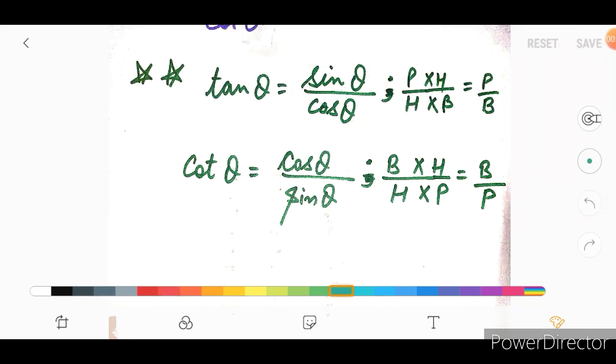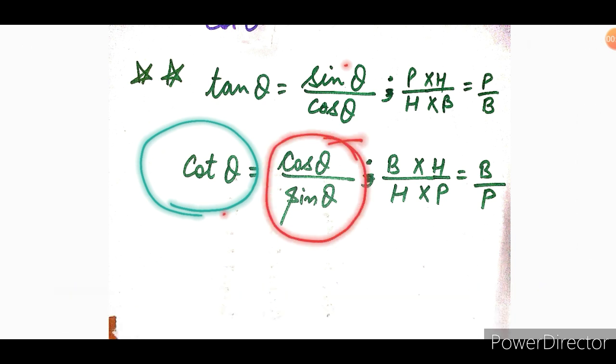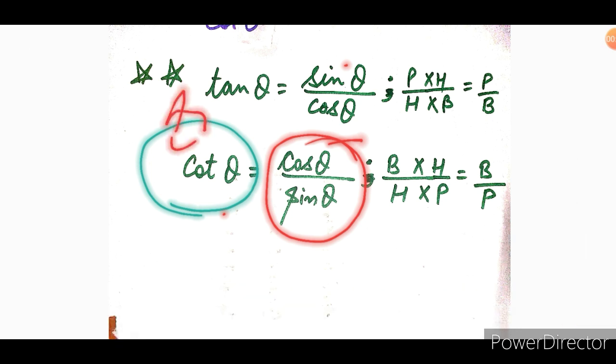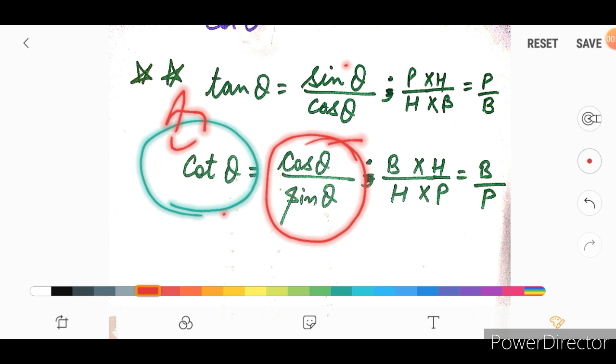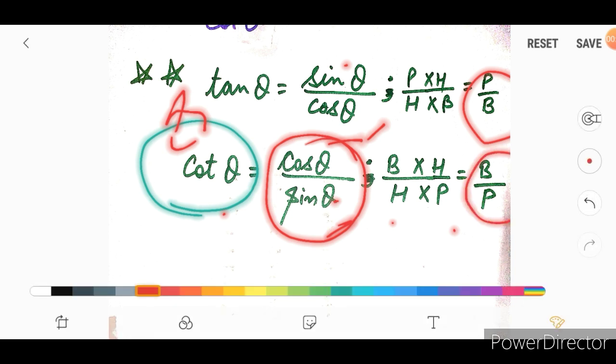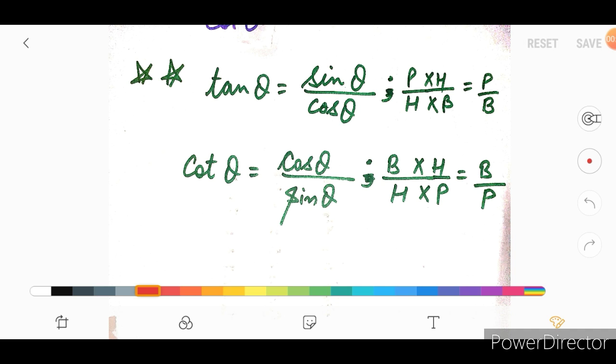The second formula is about cot theta, right? So if tan theta is sine by cos, then what will be cot theta? Cot theta will be simply cos upon sine theta, right? Remember, see the connection between tan theta and cot theta. Clear? So these are the reciprocals we know. One is sine by cos and the second one is cos by sine theta. Okay, and this we have got also by putting the value. Tan was P upon B, so cot will be B upon P only, right? So these were some very important formulae regarding trigonometry.